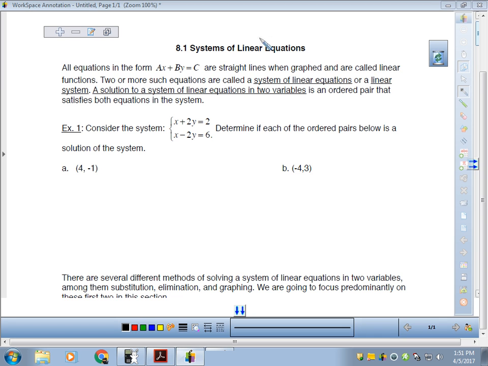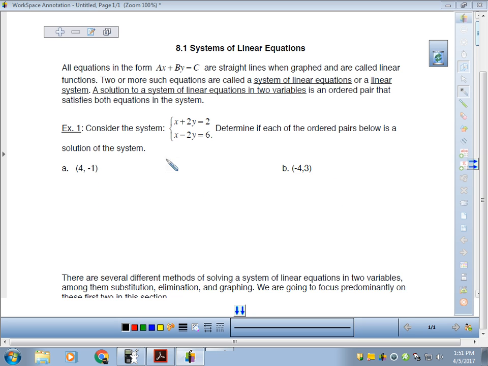Now, solutions to systems are solutions that work in all of the equations of the system, meaning that you're going to get an ordered pair, an x and a y, and it has to work in all of the equations. It can't just work in one, it has to work in all of them. So here in example 1, we're going to consider the system x plus 2y equals 2 and x minus 2y equals 6. And we're going to determine if the ordered pairs that they've given us are solutions to the system.